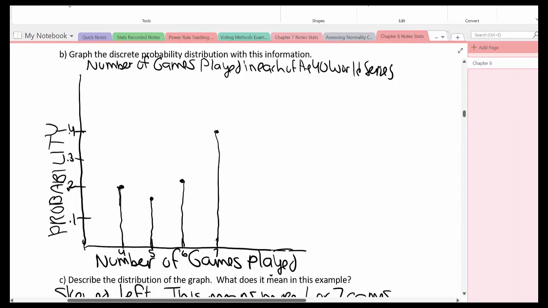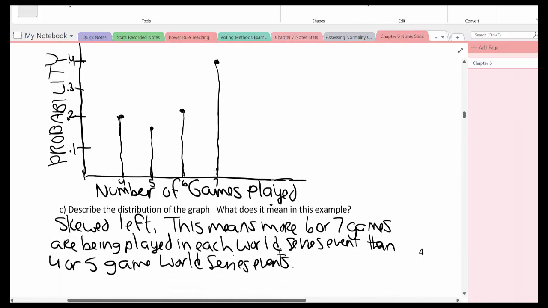Okay. So it looks like with the graph that we certainly have more 6 and 7 game World Series events than 4 and 5. So clearly the distribution is going to be skewed left. So how would I describe the distribution? Skewed left. And this means, in this case, there are more 6 or 7 games being played in each World Series event than just 4 or 5 games.